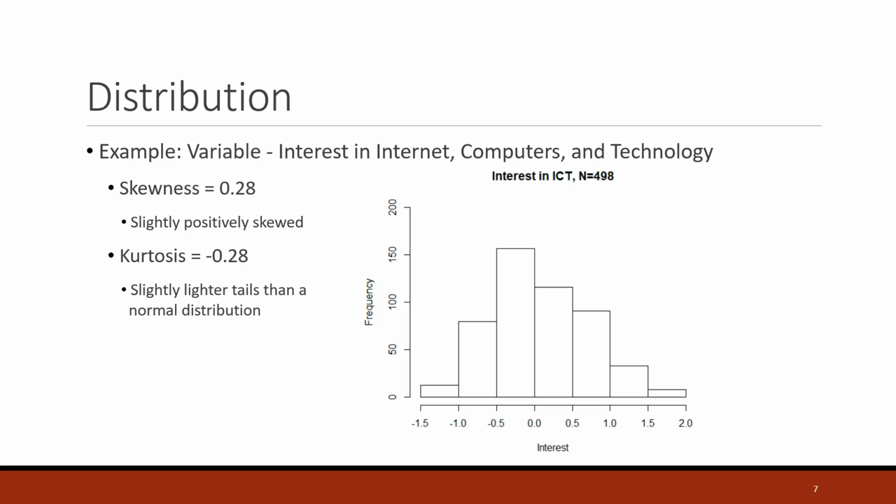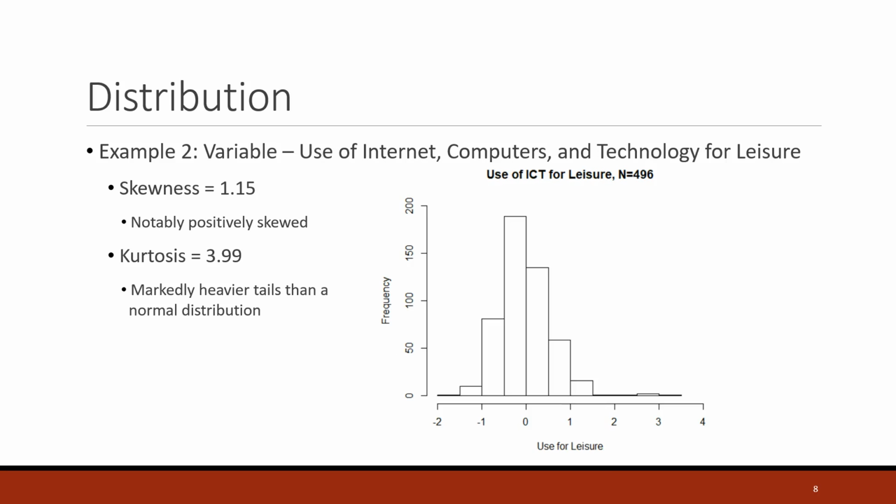Then if we look at kurtosis, it's negative 0.28. Being negative here, this indicates that we have slightly lighter tails than a normal distribution. Okay, and another example. This variable is the use of internet, computers, and technology for leisure. Again, we have the histogram for this continuous variable on the right, skewness and kurtosis on the left. Skewness here is 1.15, so this is a positive value. It's not massive, but it's fairly large. So we do have a notably positively skewed distribution here, and we can see that if we look at the histogram, we do have a drawn out right tail.